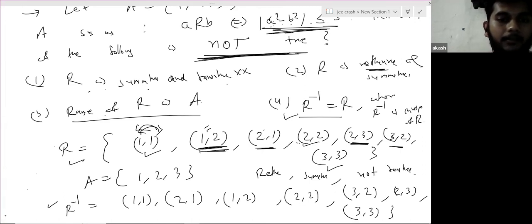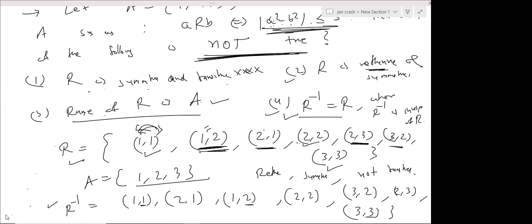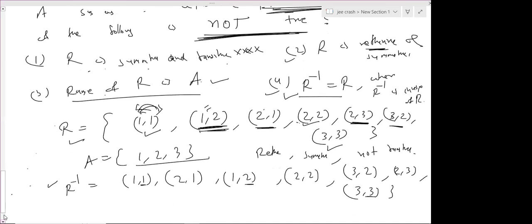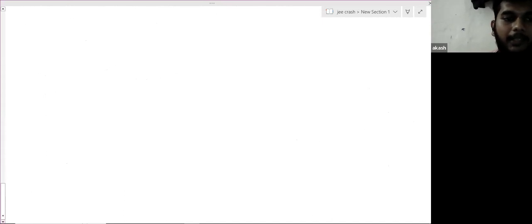The range of R, the outputs, are 1, 2, 3. So range is 1, 2, 3. So this is also true. All the other options are true. First is incorrect. Everyone is clear about this? Yes, sir. Okay. So you can see the questions are very simple, but they may take a little bit of calculation.